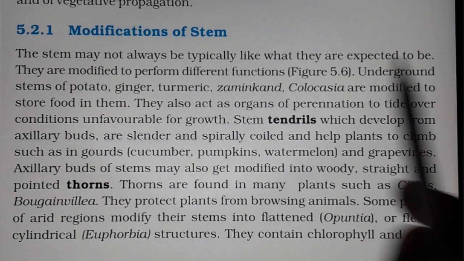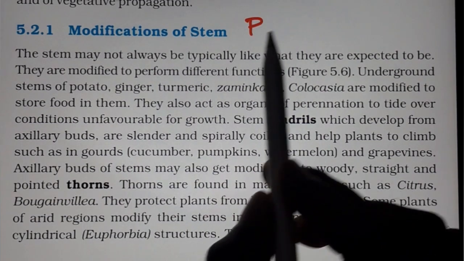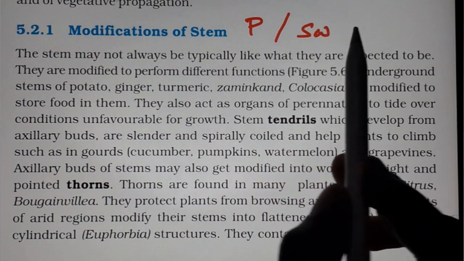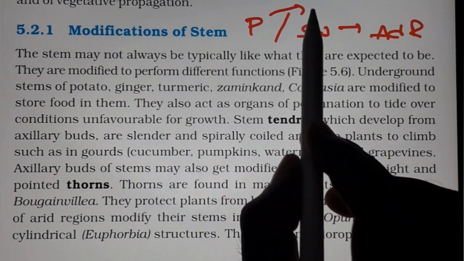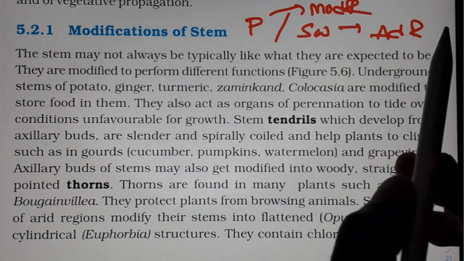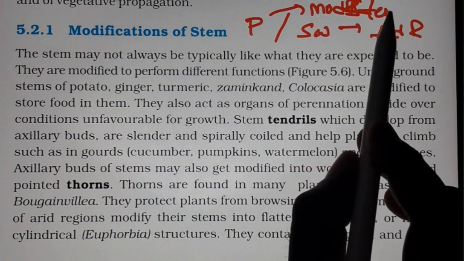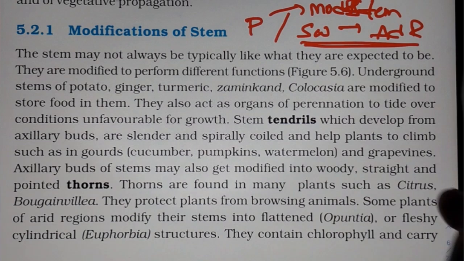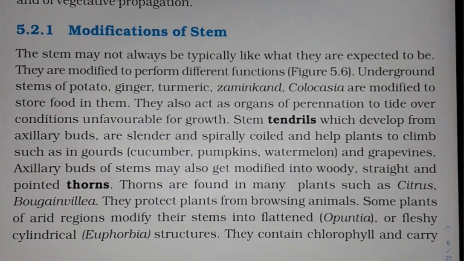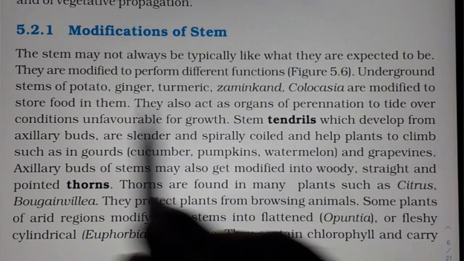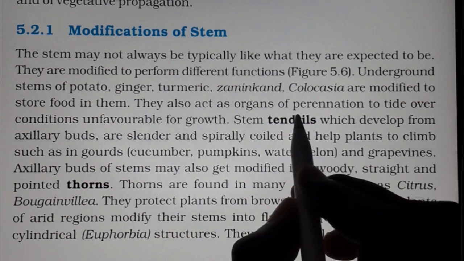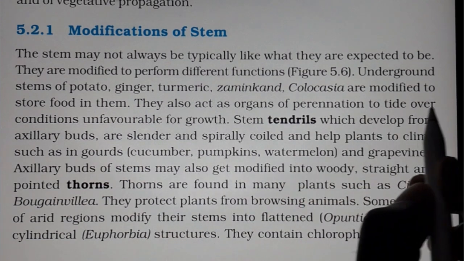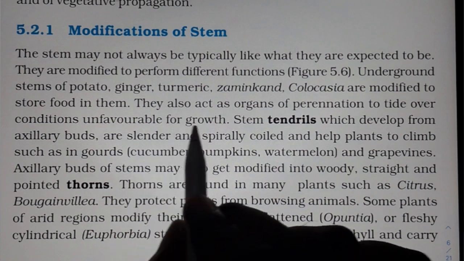As I told in the previous video, they will confuse you by giving potato and sweet potato. Sweet potato is an adventitious root, whereas potato is a modification of stem to store food. Colocasia is also modified to store food in them. They also act as organs of perennation to tide over conditions unfavorable for growth.